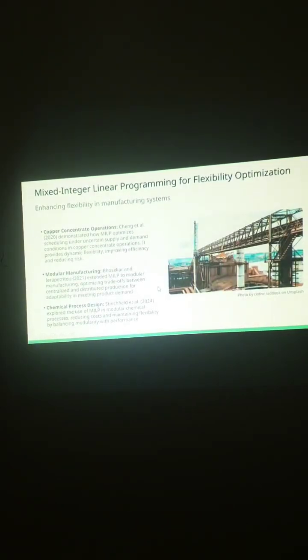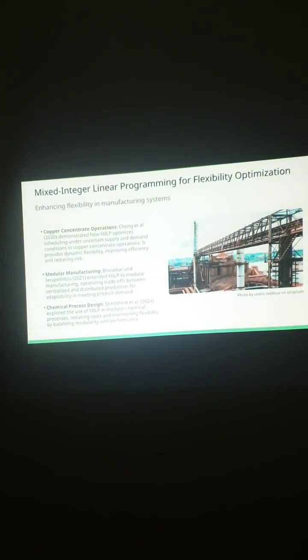Okay, so mixed integer linear programming, MILP, for flexibility optimization, for enhancing flexibility in manufacturing systems like copper concentrate operation. This is some case study they use. Check et al. demonstrate how MILP, mixed integer linear programming, optimizes scheduling under uncertain supply and demand conditions in copper concentrate operation. It provides dynamic flexibility, improving efficiency and reducing risk.